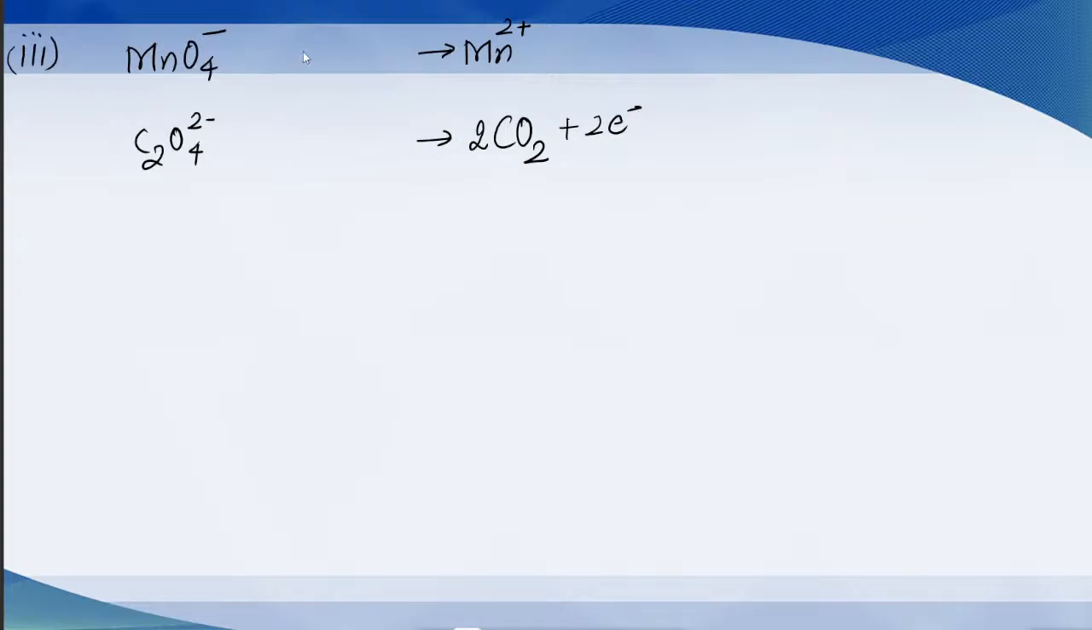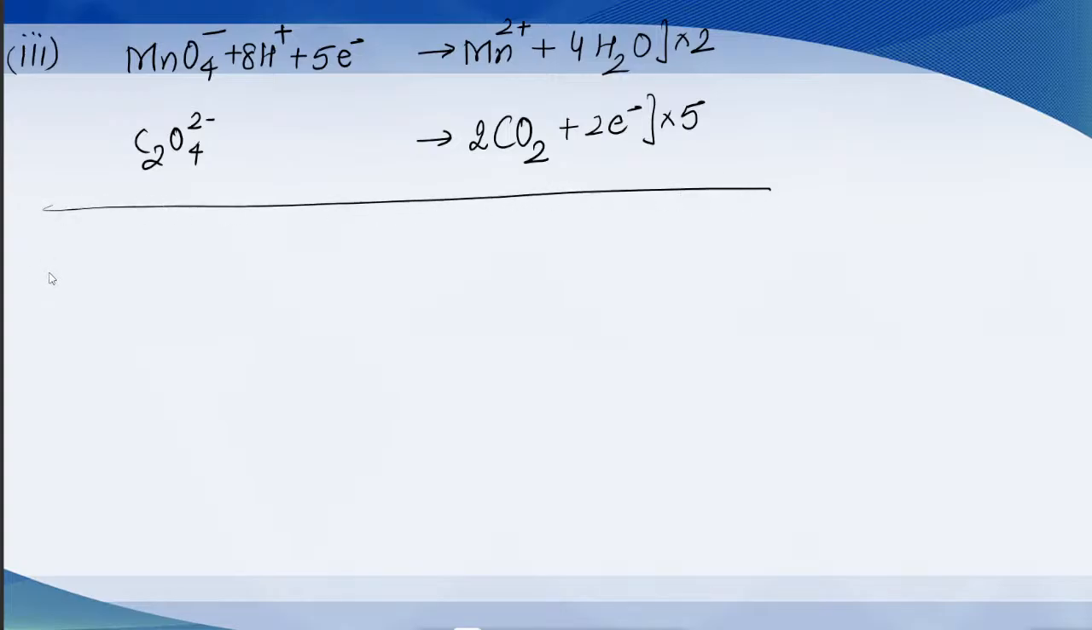Now MnO4 negative to Mn2 plus, add 4 water molecules on the right side because 4 oxygens are deficient on the right side, and double number of H plus ion to the opposite side. Now on the left side there is 7 positive charge, on the right side 2 positive charge. So we add 5 electrons. So just multiply second equation by 5 and first equation by 2 to balance the number of electrons gained and lost.